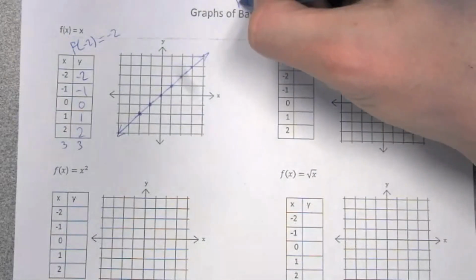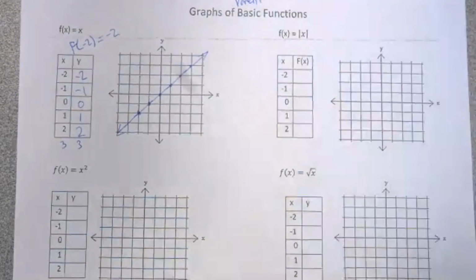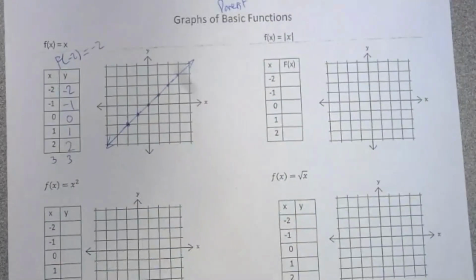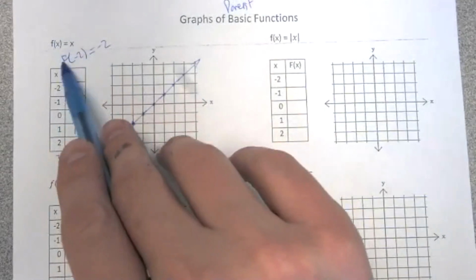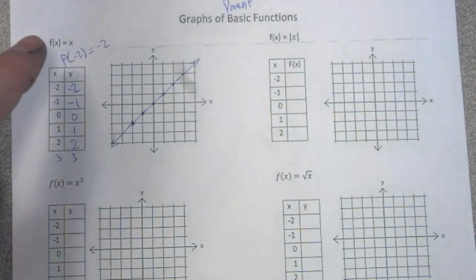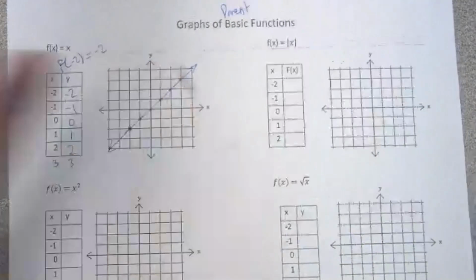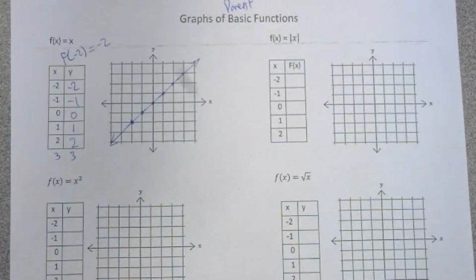Now, sometimes these are called parent functions because they're the most basic version of that family. So this is the parent function for the linear family. There's lots of other types of linear functions, but this is the most basic one, the one that has an intercept of 0 and a slope of 1. Okay. What I'm going to do here is show you how you can use Desmos to help you figure out how these functions look.